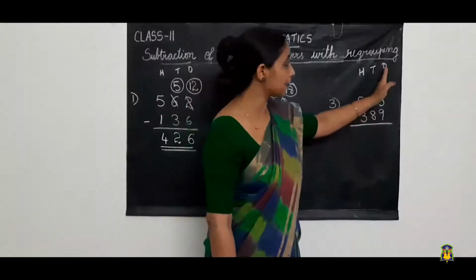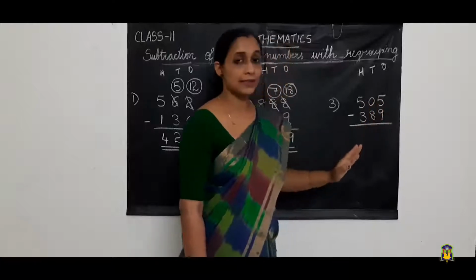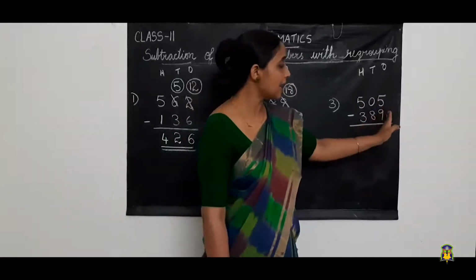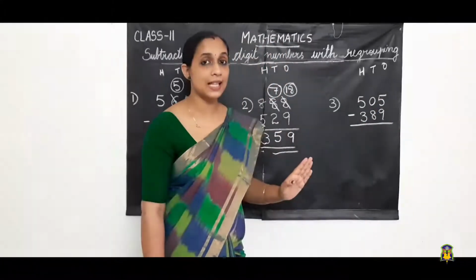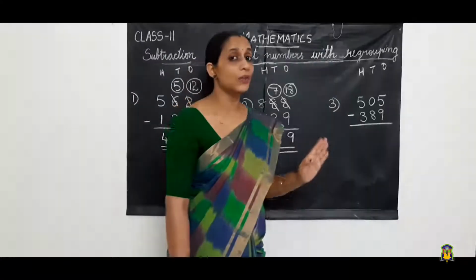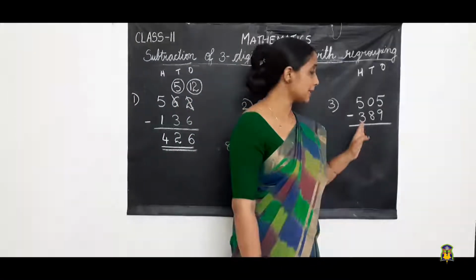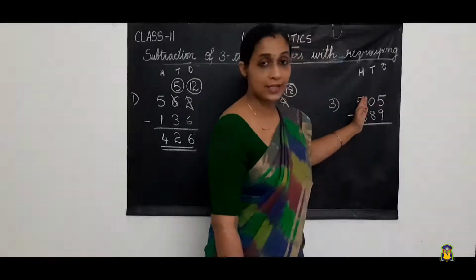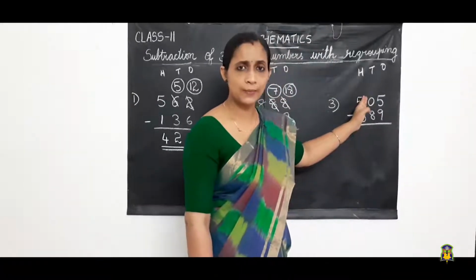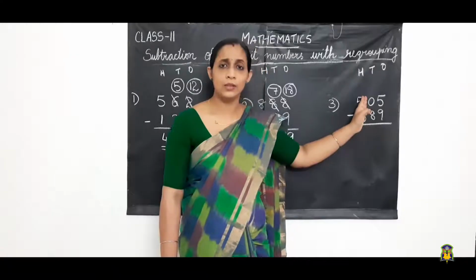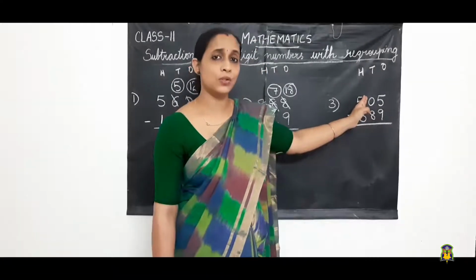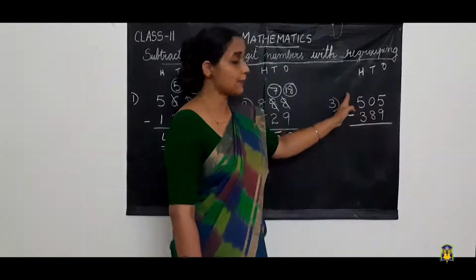389. We are doing subtraction in ones place. See, in ones place we have the digits 5 and 9. 5 is less than 9. So what we have to do? We have to borrow from the very next place. See, the next place digit is 0. Is it possible for us to borrow from 0? No. So what we have to do? We have to move to the next place.